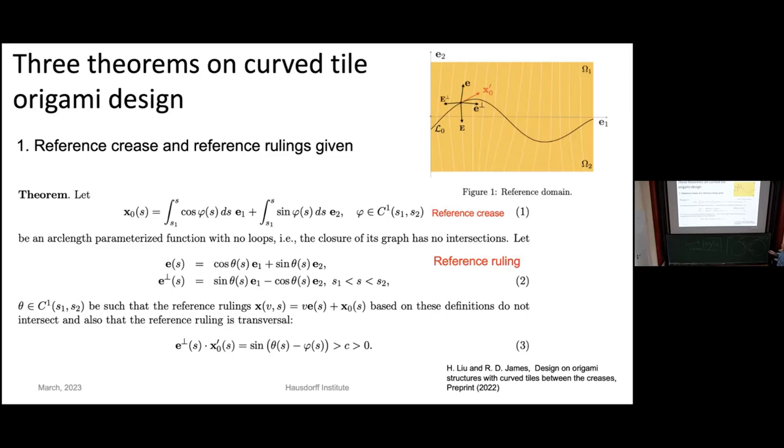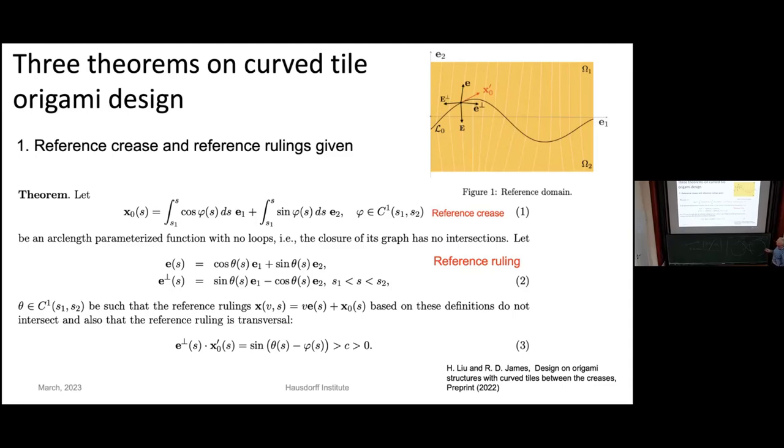And we give the reference rulings. So we also give this, v of s and this theta of s. For the x here, the phi would be the angle between this curve and the horizontal. And the theta would be the angle between the E1 axis, so this E1 axis is right there, and the ruling.